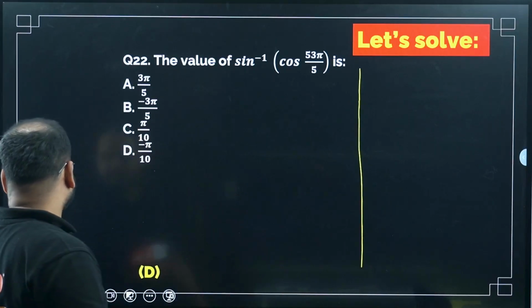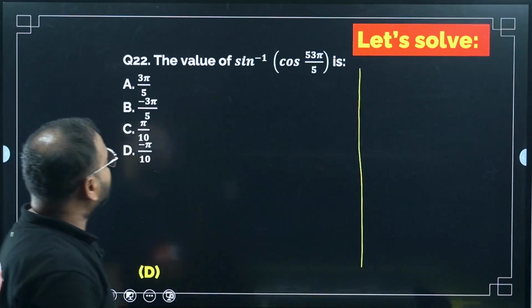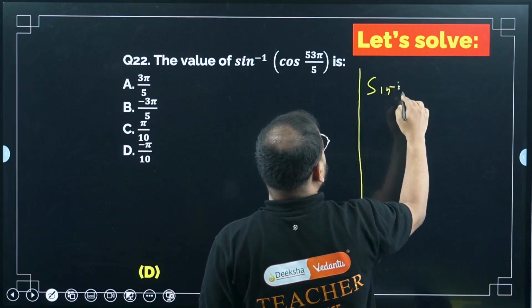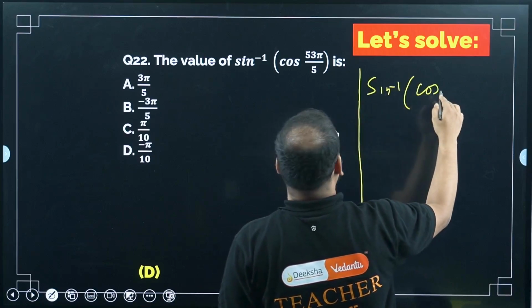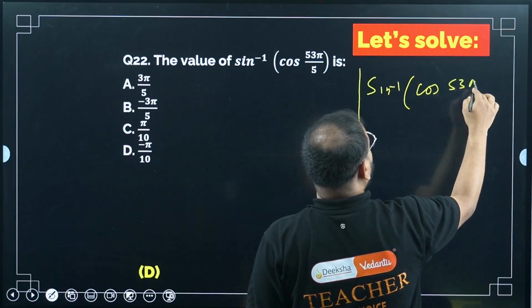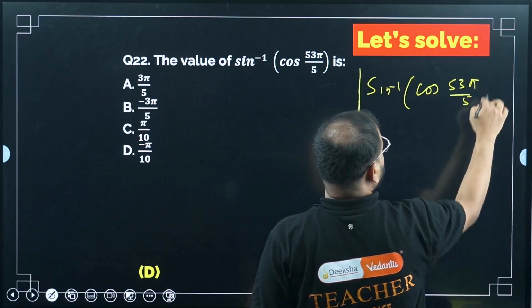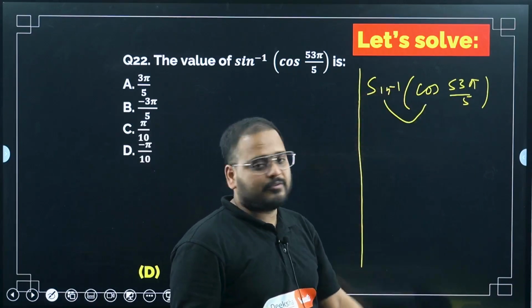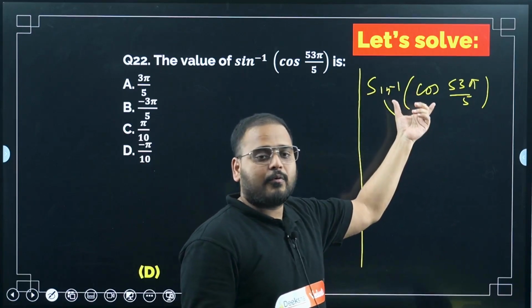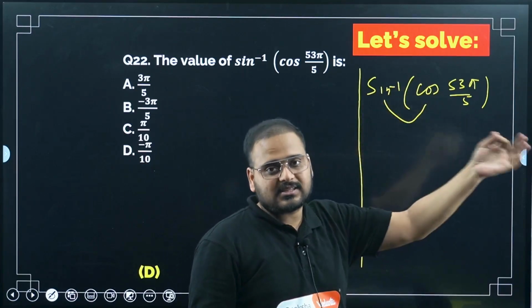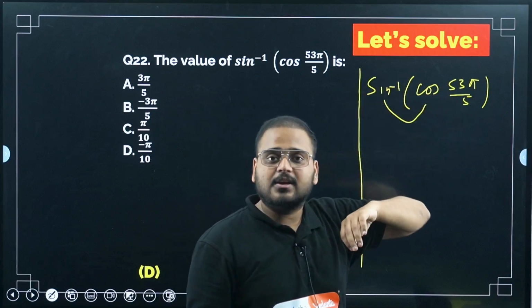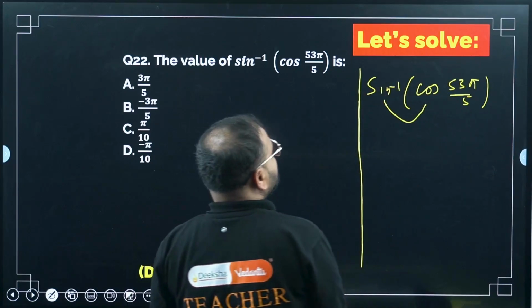Okay, so this problem, sine inverse. To operate sine inverse, what do we need? We need sine. To get this operation successful, to make sine inverse and sine work, this has to be sine, because sine inverse of sine is just x. But we have to make this cos into sine. So let's see how we can do that.